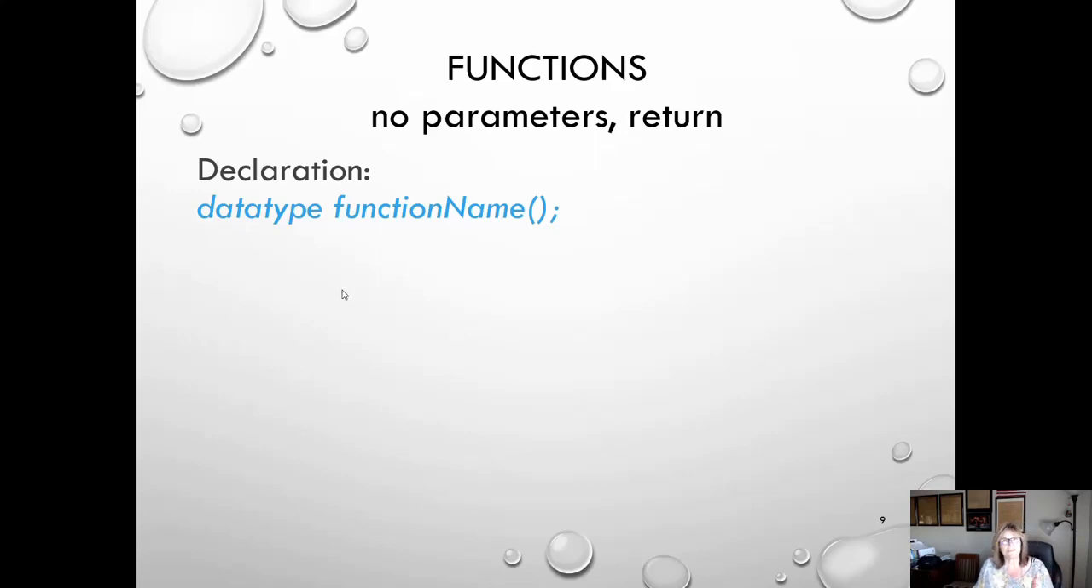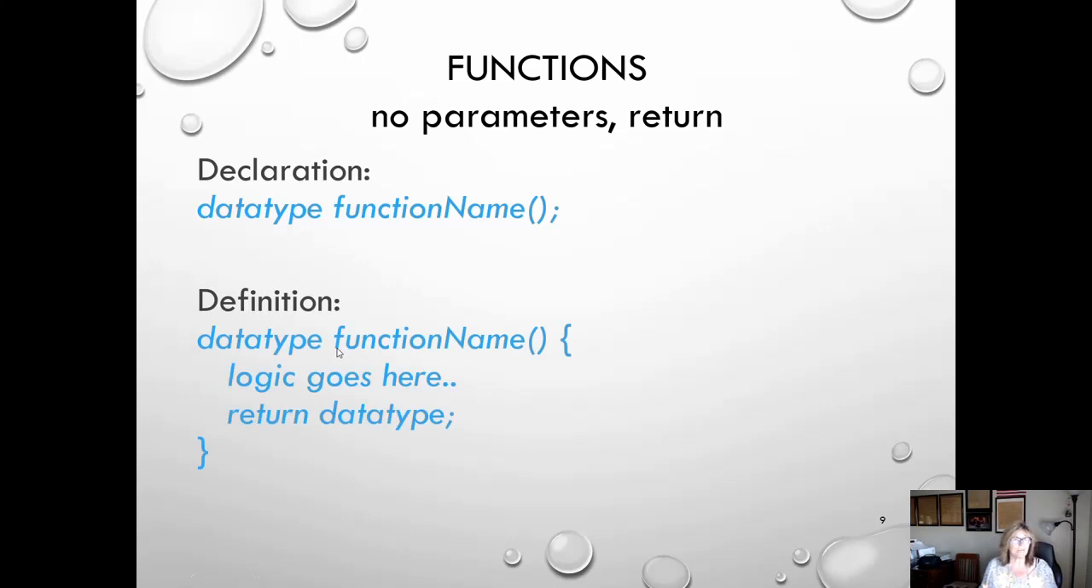Notice this time, instead of using the word void, it starts with the data type of the value to be returned. This is what that definition might look like. We're going to have that same data type of the value to be returned along with the function name, but this time inside of the function definition we're going to use the keyword return, and then we're going to return either a variable or a value of the same data type. And this is what a function call might look like.